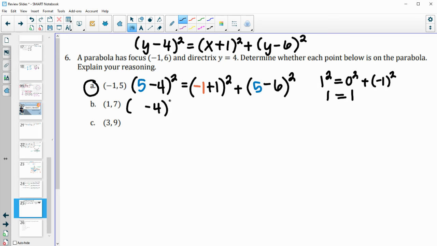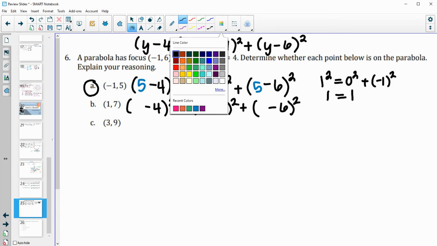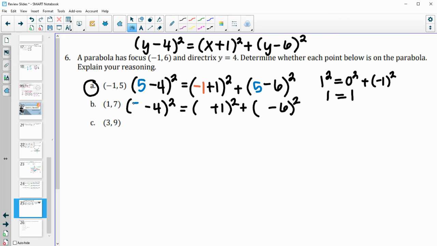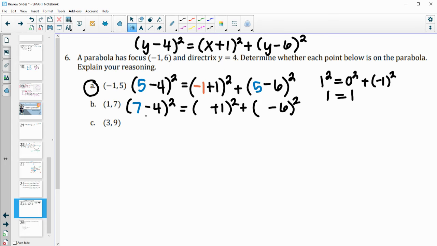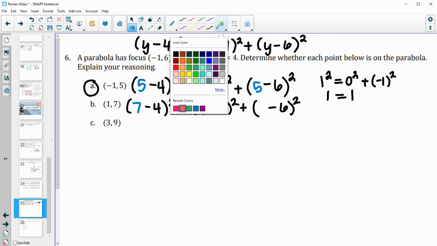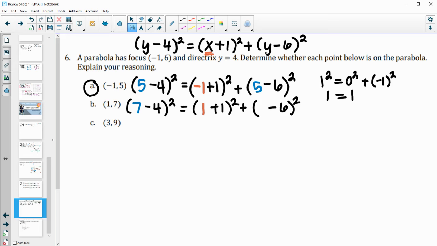So we're going to take the y coordinate minus 4 squared, the x plus 1. So we're just plugging these into the equation up above and seeing if they work out. So our y coordinate is 7. So 7 minus 4. And then our x coordinate is 1. So we're doing x plus 1 squared, and then y minus 6, and the y was 7. And then we're just seeing if these equal.